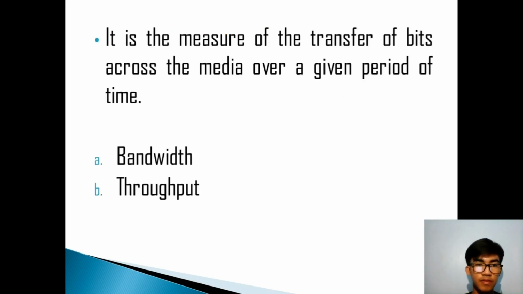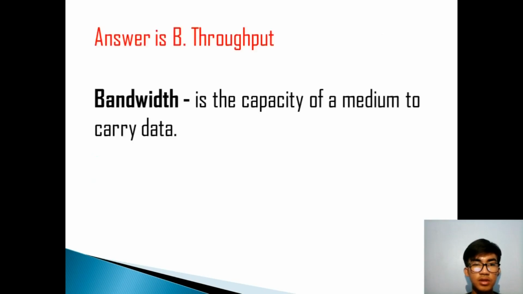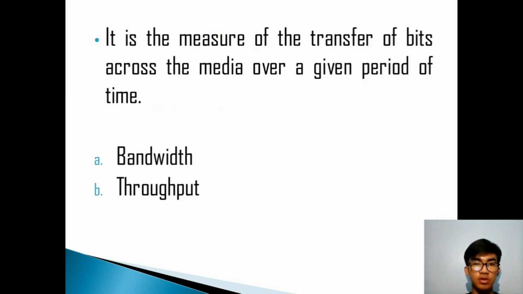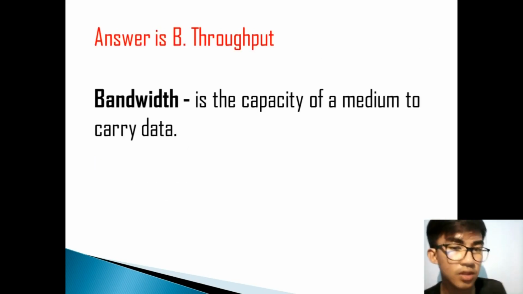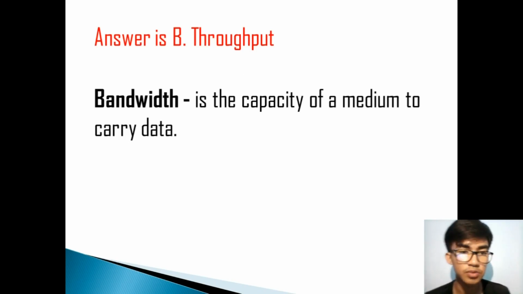It is the measure of the transfer of bits across the media over a given period of time. Bandwidth or throughput? The answer is throughput. Throughput is the measure of the transfer of bits across the media over a given period of time. Bandwidth, to define, is the capacity of a medium to carry data.